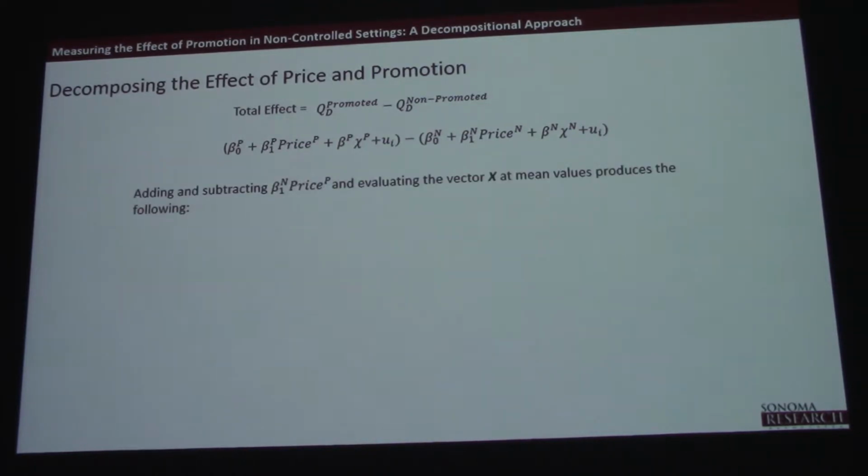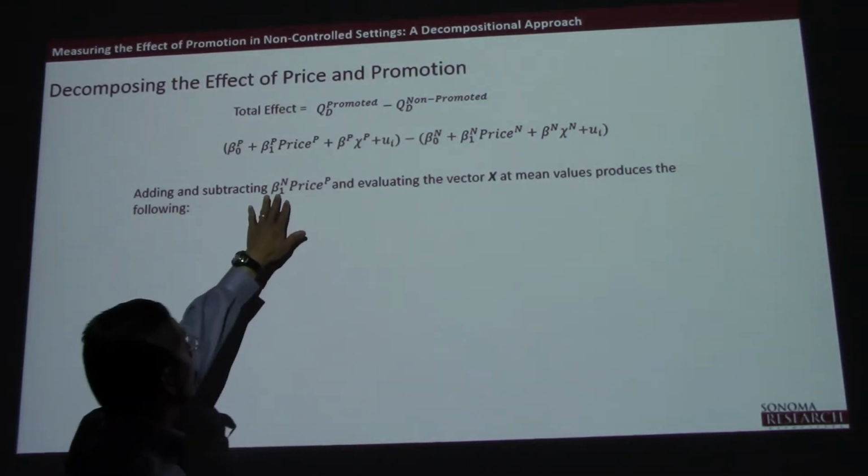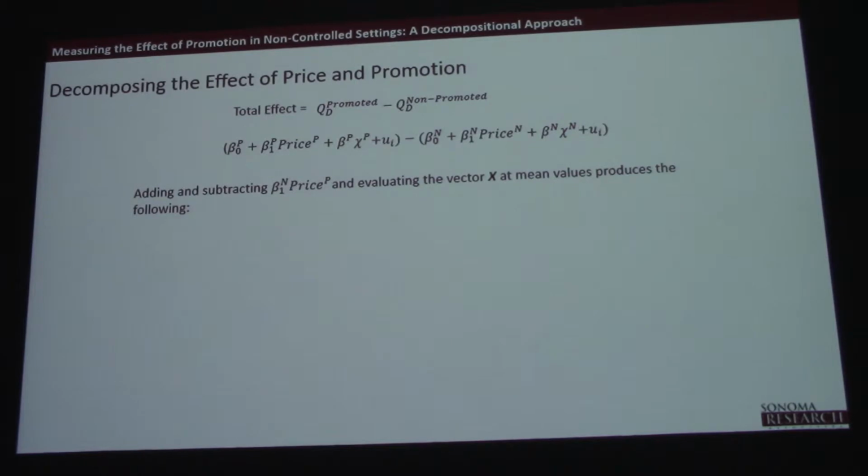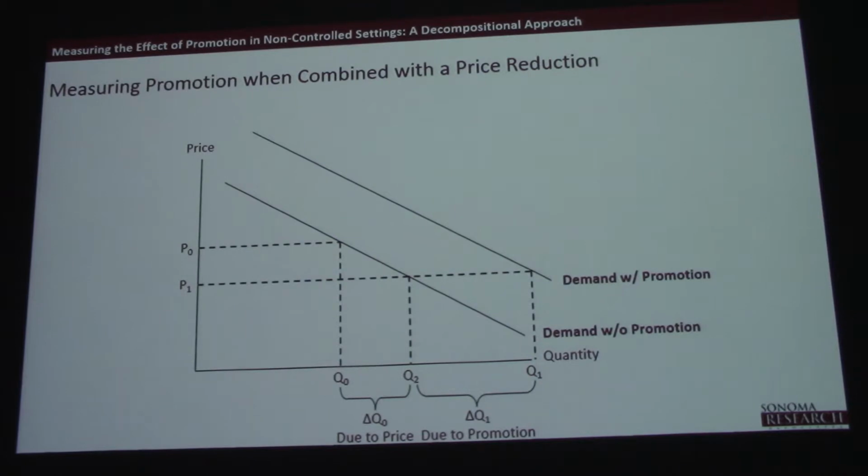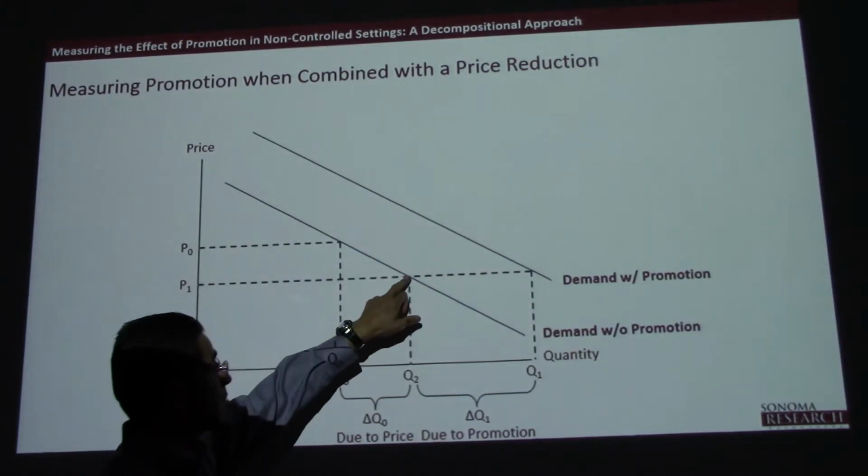Then he did this little trick. He said add and subtract the effect of the promoted price on the non-promoted demand curve. And that's at beta n. So the beta n is the effect of price on the non-promoted demand curve. And price P is the promoted price. And what we're doing, I should clean up this PowerPoint a bit, what we're doing is this. We're getting this hypothetical point.